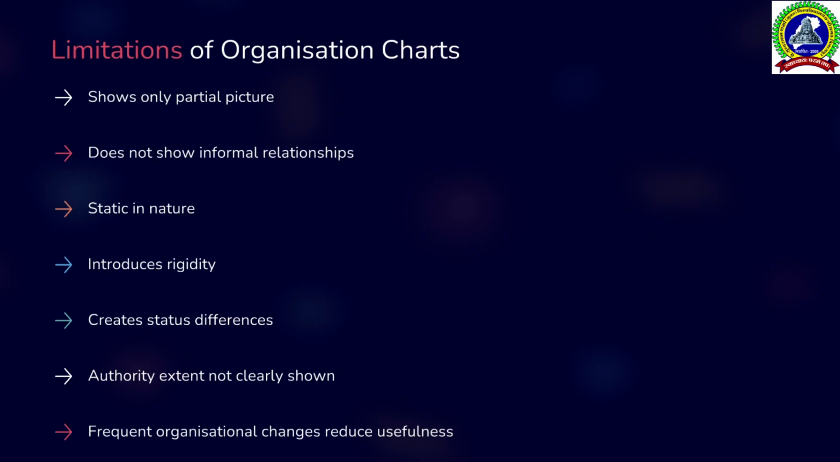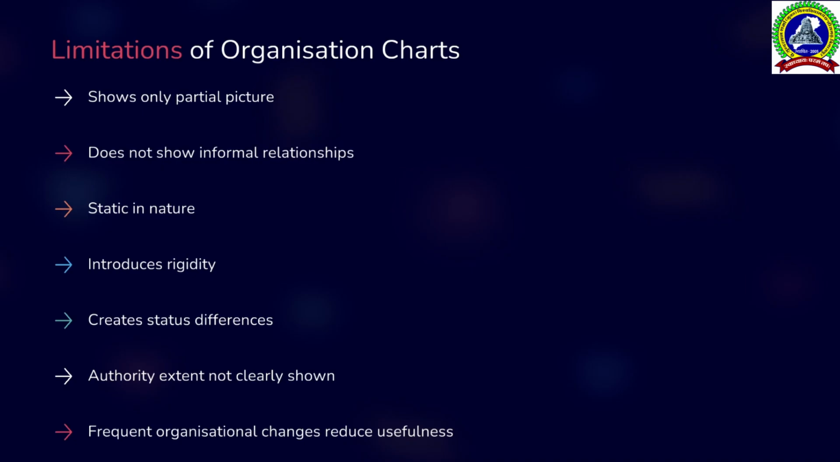Now, let us also examine the limitations of organization charts because every tool has strengths as well as weaknesses. First, they present only a partial picture of the organization because they show only formal relationships. Informal relationships, which play a significant role in actual functioning, are not depicted. Second, organization charts are static documents. They represent the organization at a particular point in time and may quickly become outdated due to frequent organizational changes.